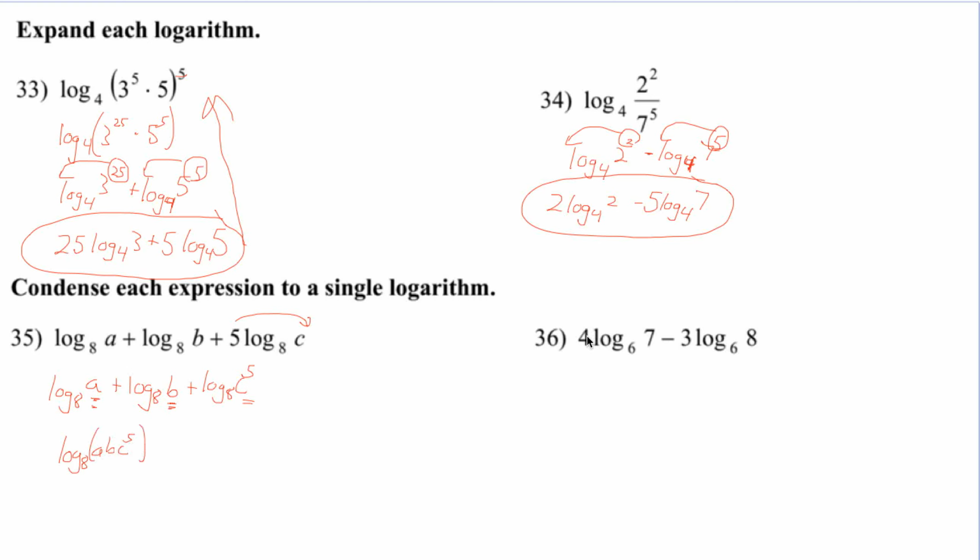Same idea here. These numbers will need to come up first into the exponent. So we have log base 6 of 7 to the 4th minus log base 6 of 8 cubed, and subtraction of 2 logarithms with the same base we can change to division into a single logarithm of those 2 things divided. So 7 to the 4th over 8 cubed, and you can leave it like that. You don't need to multiply out 7 to the 4th or 8 cubed.